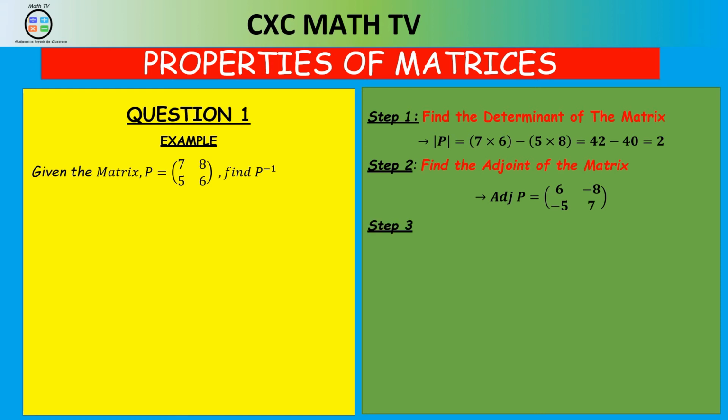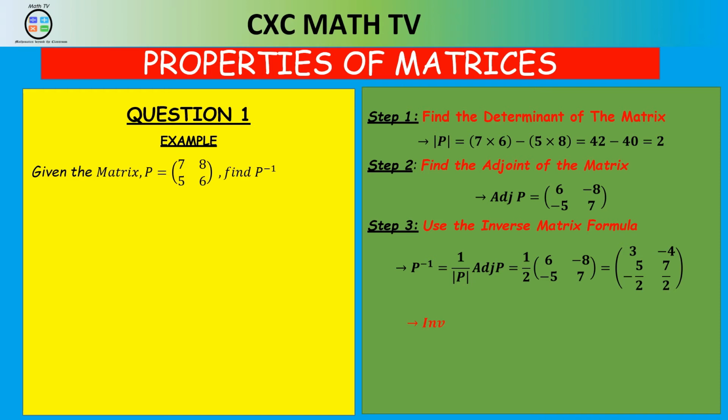Step 3. Use the inverse matrix formula. So in this case, we're going to write P inverse is equal to 1 over the determinant of P times the adjoint of P. So it's 1 over the determinant of P is 2, so it's 1 over 2 times the adjoint of P, [6, -8; -5, 7]. So half times 6 is 3, half times negative 8 is negative 4, half times negative 5 is negative 5 over 2, half times 7 is 7 over 2. So the inverse of the matrix P, which is P inverse, is [3, -4; -5/2, 7/2]. That gives you the inverse of the matrix P.